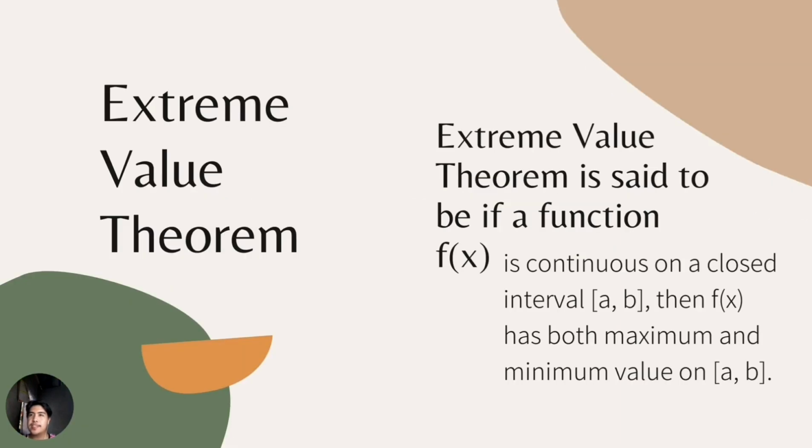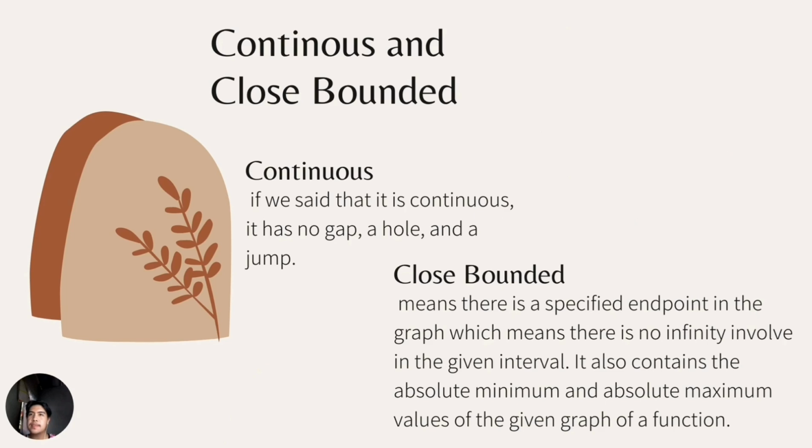So the extreme value theorem says that if a function f of x is continuous on a closed interval a and b, then f of x has both a maximum and a minimum value on a and b. If we say continuous, it has no gap, no hole, and no jump. And if we say that it is closed and bounded, it has specific endpoints in the graph.